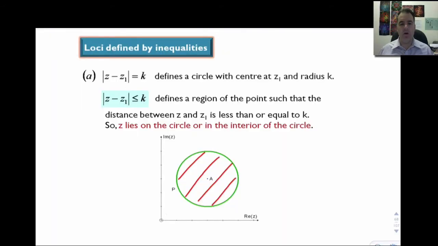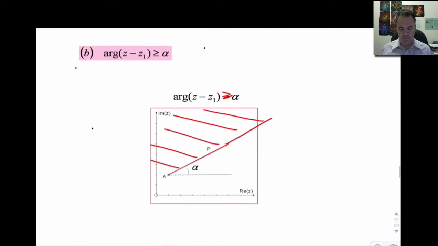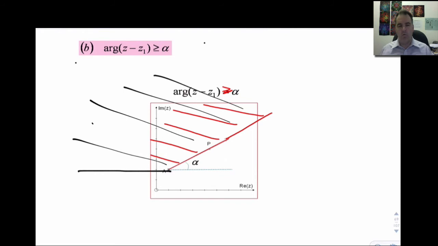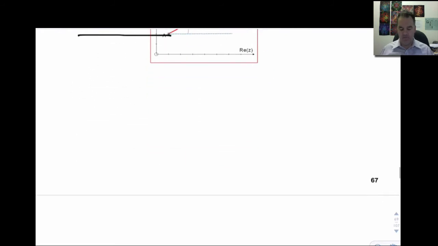The other important thing to recognise is these same questions but with an inequality sign. If I say what's the locus set of points z minus z1 is less than or equal to k, I'm talking about all of the points on the inside of the circle, so not just the boundary of the circle, but also the points inside the circle. If I say the argument of z minus z1 is greater than or equal to alpha, I'm saying not just the points lying on that red line, but all the values that are greater than that line. Given that we always deal with angles between 0 and 180, really we're just talking about this region of the graph here. So it's a whole region that this inequality gives us.